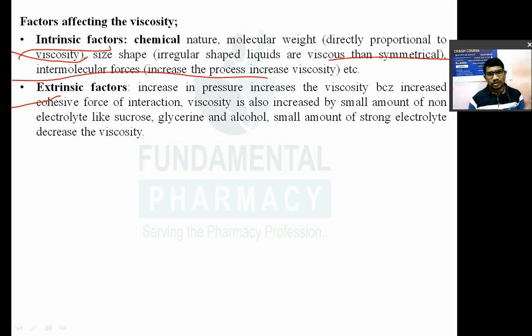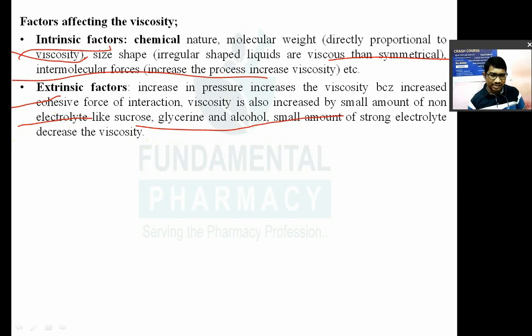Temperature is inversely proportional to the viscosity. If we increase the temperature, viscosity decreases. If we increase the pressure, viscosity increases. So viscosity is directly proportional to pressure because pressure will increase the cohesive force and interaction. Viscosity is also increased by a small amount of non-electrolyte like sucrose, glycerine, alcohol, and a small amount of electrolyte will decrease the viscosity.